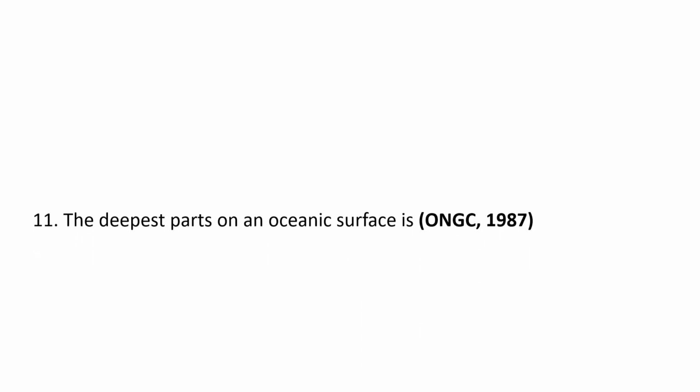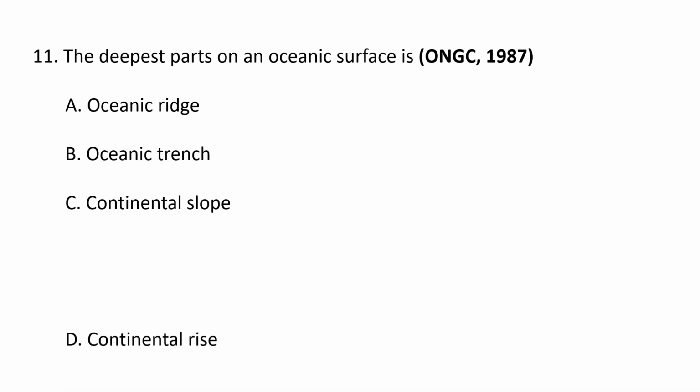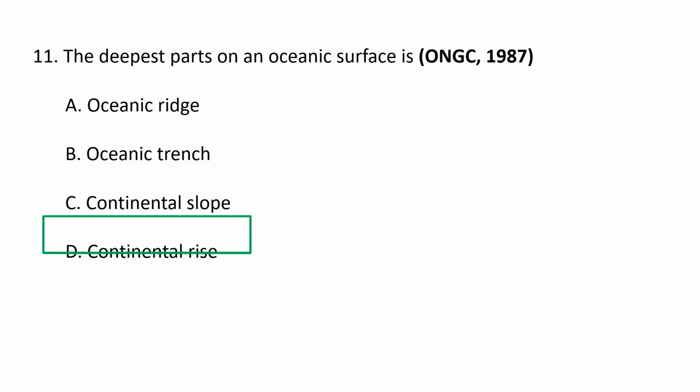Next question. The deepest part of an oceanic surface is, so what is the deepest part on the oceanic surface? A. Oceanic ridge, B. Oceanic trench, C. Continental slope, and D. Continental rise. So correct answer is the trench is the deepest part on the oceanic surface.